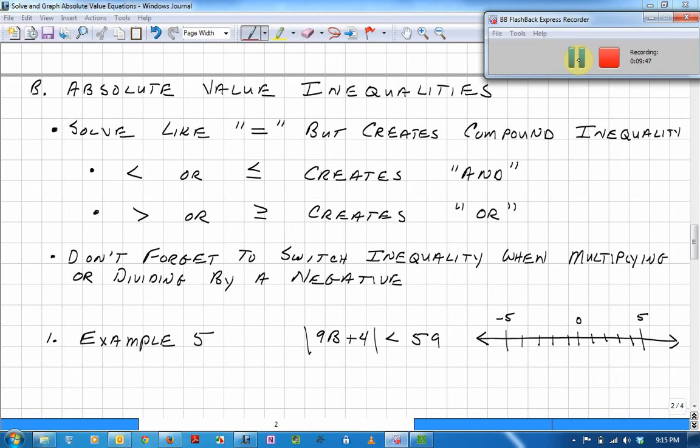Now, one other thing we're going to need to know is if we have a less than or equal to after I get the absolute value isolated, then that's going to transform into an AND compound inequality. If I have a greater than or greater than or equal to, then that's going to create an OR inequality. Once I create these inequalities, the absolute values are gone, so we don't put those back in there once I create the inequality problem. So let's see an example of this.